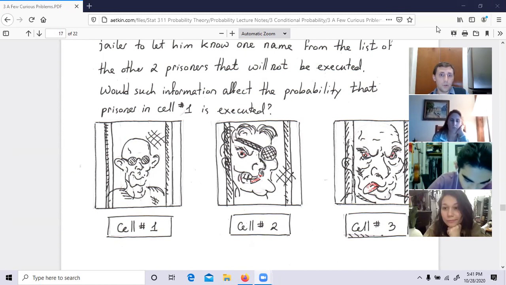So Murshika agrees with Naomi. She says there is not going to be any difference, right? So this information is not going to affect the probability that prisoner in cell one is executed. Also, you have to be very careful. Think about what do we mean by this probability? What is it that we're trying to calculate?